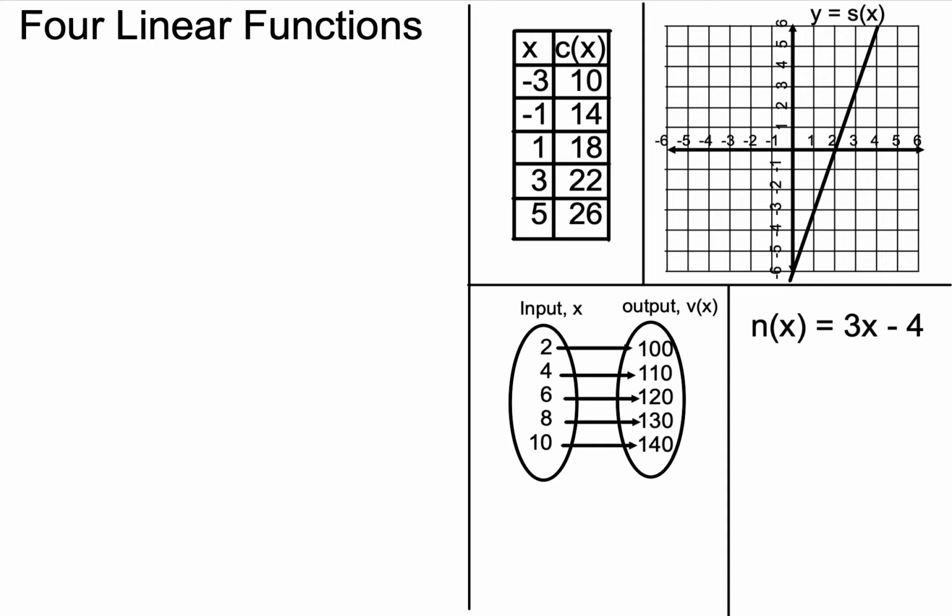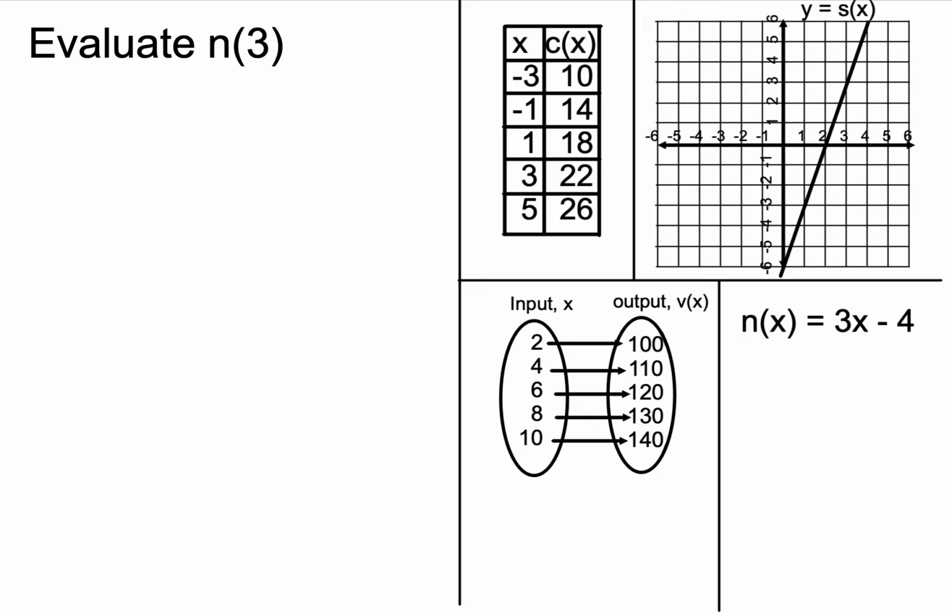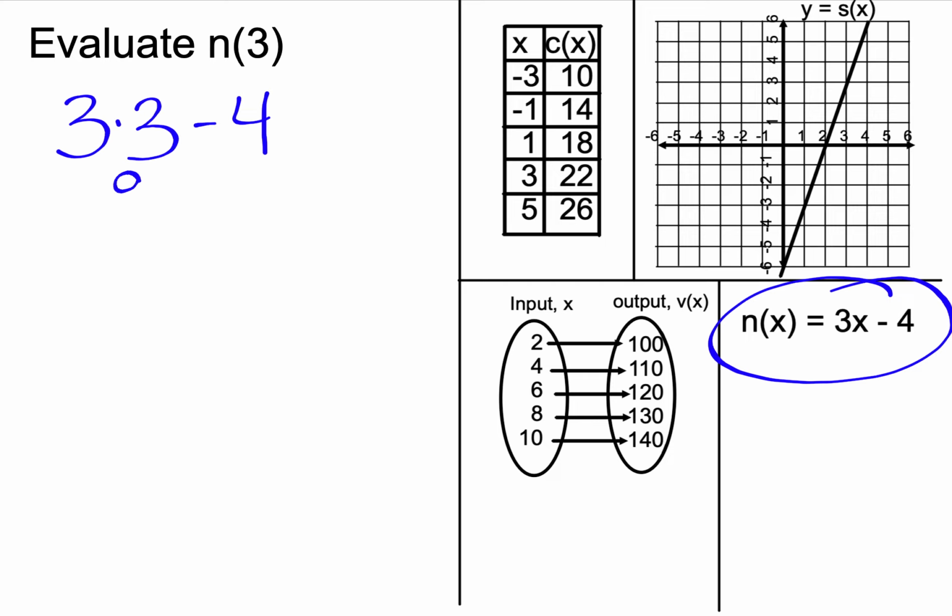All right, for the remaining examples, we're going to use these 4 linear functions. C of x is represented in the table. S of x is represented in that graph. V of x in the mapping diagram, and n of x is given as an equation. So let's evaluate n of 3. Well, first thing you want to notice is that n of x is the equation, so we're going to be using the equation to do this one. We're going to take n of 3, and we're going to replace the x with 3, so 3x becomes 3 times 3 minus 4. That, of course, is 9 minus 4, which is 5.